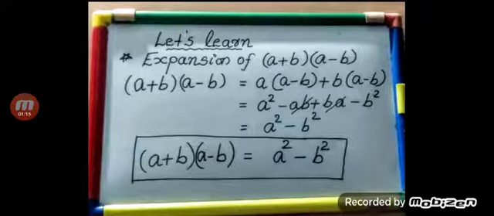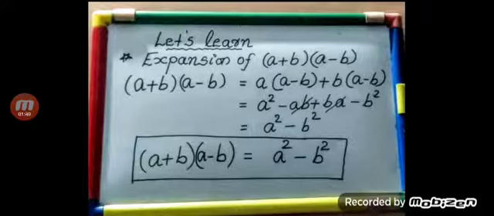Now you can cancel these opposite terms, minus ab plus ab. While cancelling this, what remains over there? A square minus b square. So the expansion of (a plus b) into (a minus b) is a square minus b square. This is our third expansion formula.